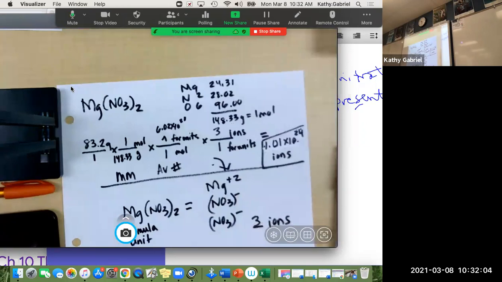Okay, what's the next thing? We didn't do anything with percent composition. So let's do something with percent composition.